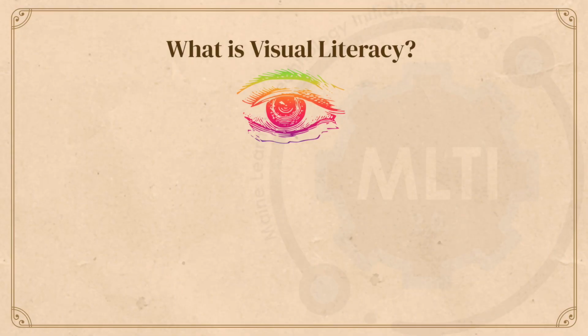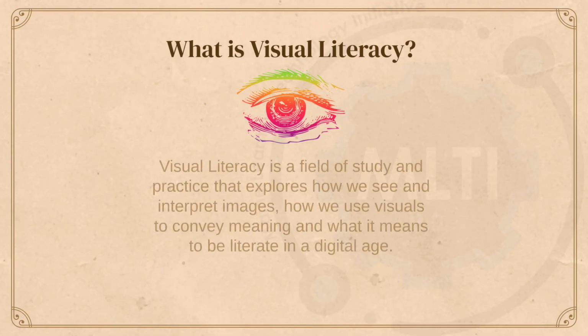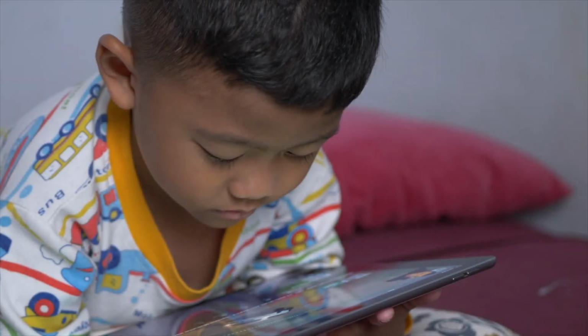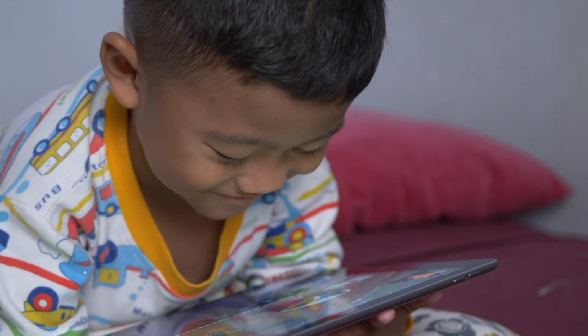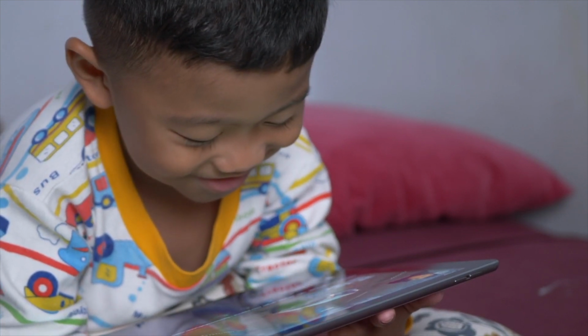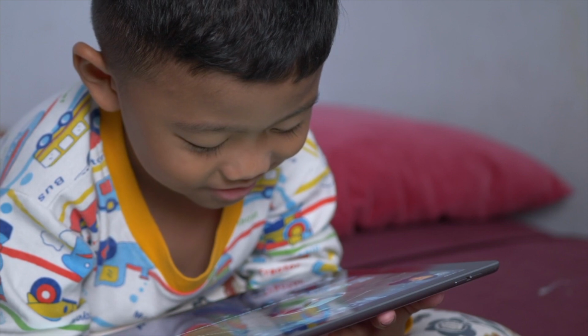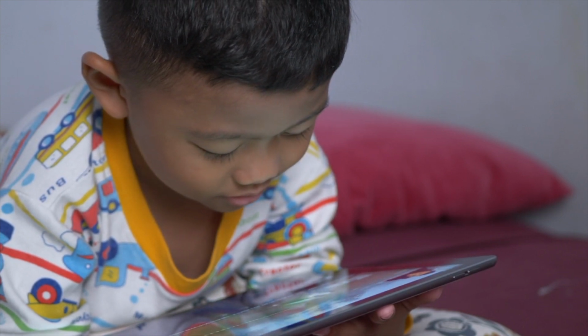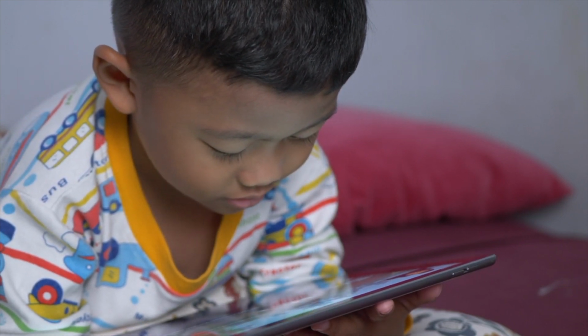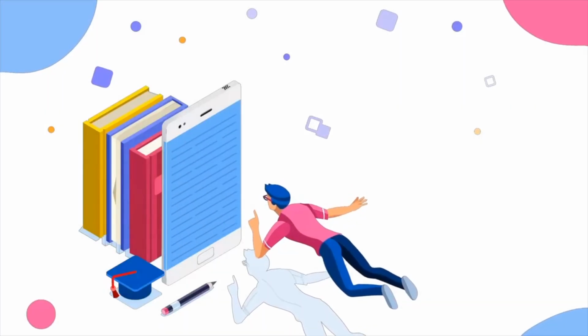To get things started, let's talk a little bit about visual literacy. According to visualliteracy.org, visual literacy is exploring how we see and interpret images, how we use visuals to convey meaning, and what it means to be literate in a digital age. Our students see and hear the world around them in a way that we cannot comprehend. They have lived their entire lives with technology and media, and it's shaped their thinking in a new way that we still do not fully understand.